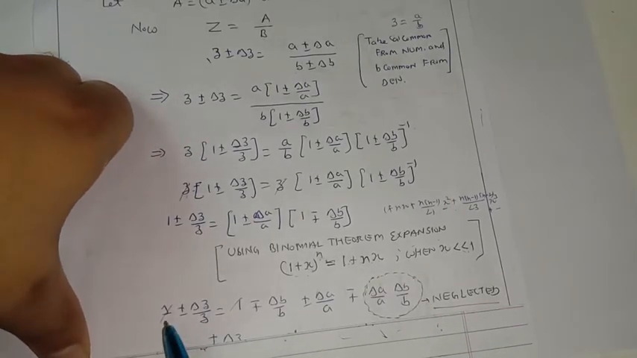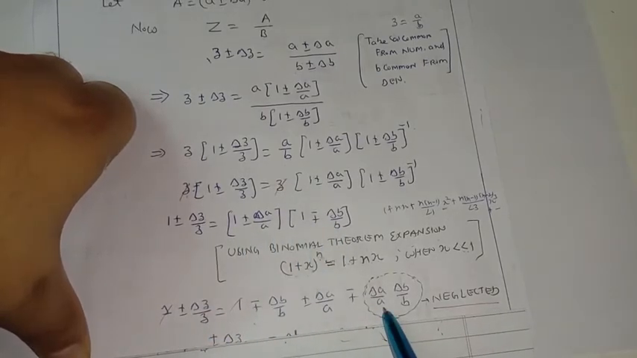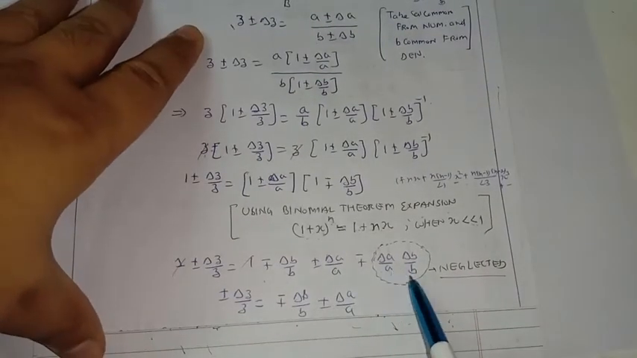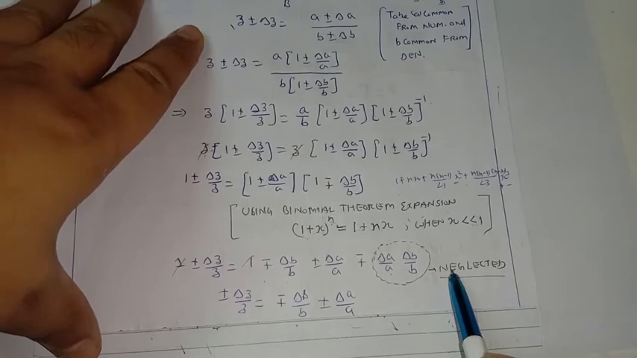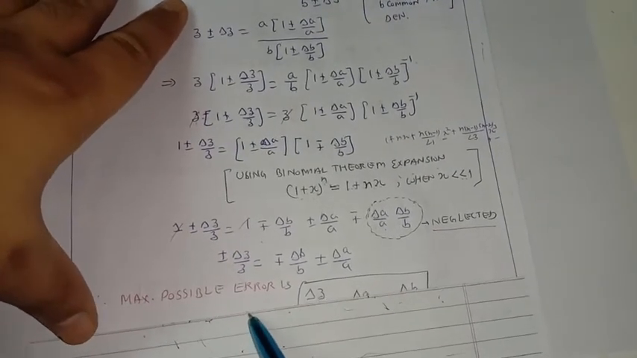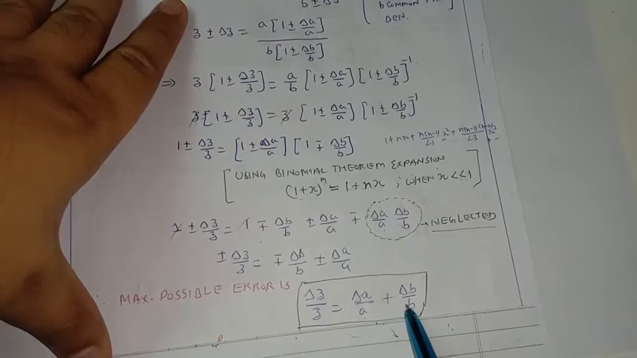Now this gives 1 plus minus delta z over z equal to, multiplying the whole term, 1 minus plus delta b over b plus minus delta a over a minus plus delta a over a into delta b over b. Again delta a over a into delta b over b is neglected for the reason stated earlier, and 1 also gets cancelled. So the maximum possible error in this case is again delta z over z equal to delta a over a plus delta b over b, which is the same result as that of the product.